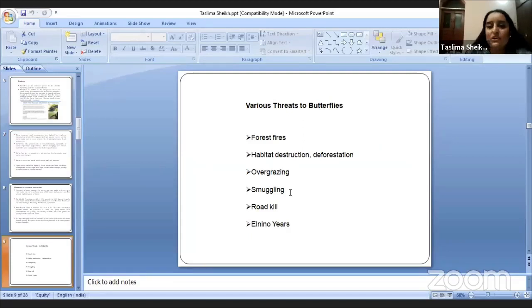And there are many cases of road kills also, because we are destroying the habitat of butterflies and constructing roads somewhere in the forests, so we are seeing roadkill in the case of butterflies. This is also a little threat to butterflies. And recently we had El Nino years, and heat waves also, that has also declined the butterflies' rate this year.